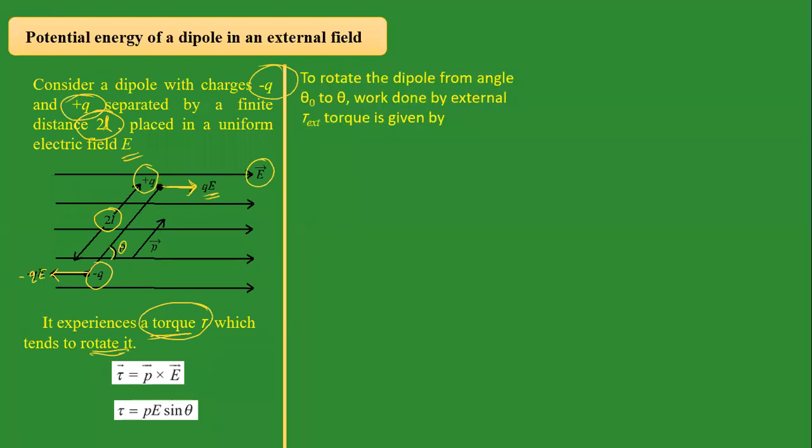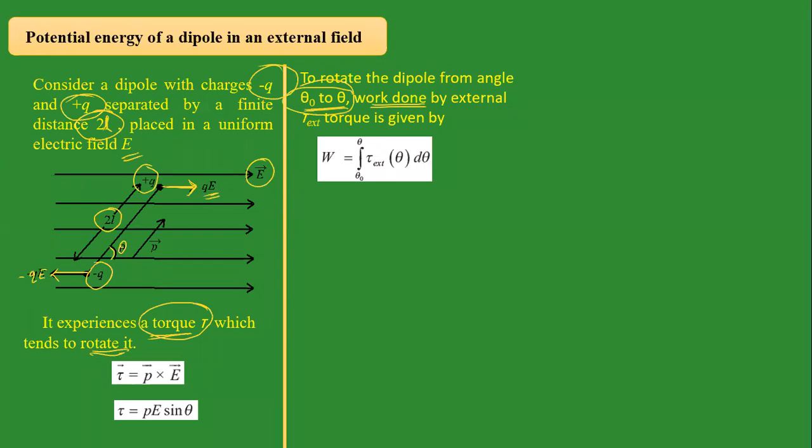If we consider this dipole rotates from theta 0 to theta, then the work done by the external torque is given by the following. Now we have to write the formula of work done. You can see here, work done is given by the integration of external torque multiplied by d theta within the limits theta 0 to theta, because this dipole is rotated by some angle from theta 0 to theta.